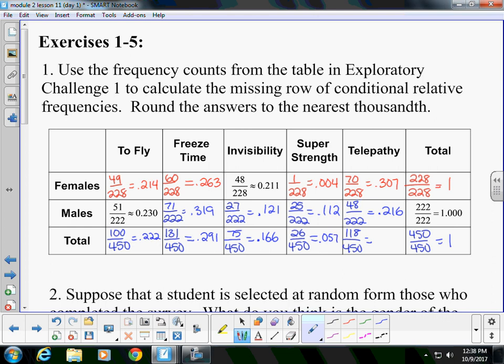Divided by 450, 0.2 0.62, so that's roughly 26%. Okay, so that's how you get a column of conditional relative frequencies. So this is a row of conditional relative frequencies.